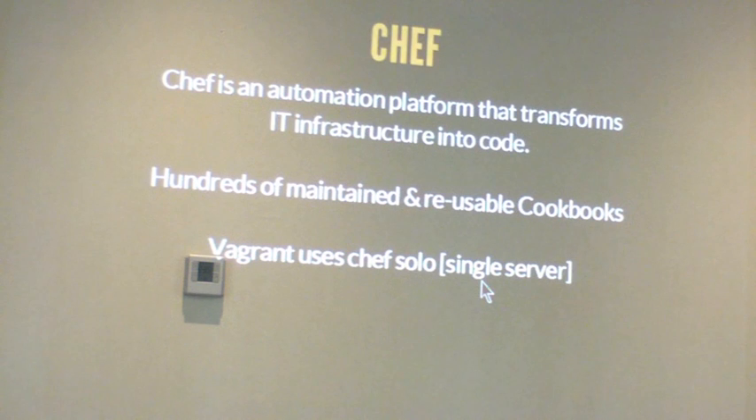So Chef is an automated platform that transforms IT infrastructure into code, with hundreds of maintained and reusable cookbooks. Vagrant uses Chef Solo, which is like the free version that they're trying to get techies like us to buy into, and then we'll convince the powers that be that we need the enterprise version. The enterprise version is like a Chef server that manages all the cookbooks and recipes for your whole estate, and it can manage up to, I think, 10,000 servers. All the big major IT companies are starting to go this route.